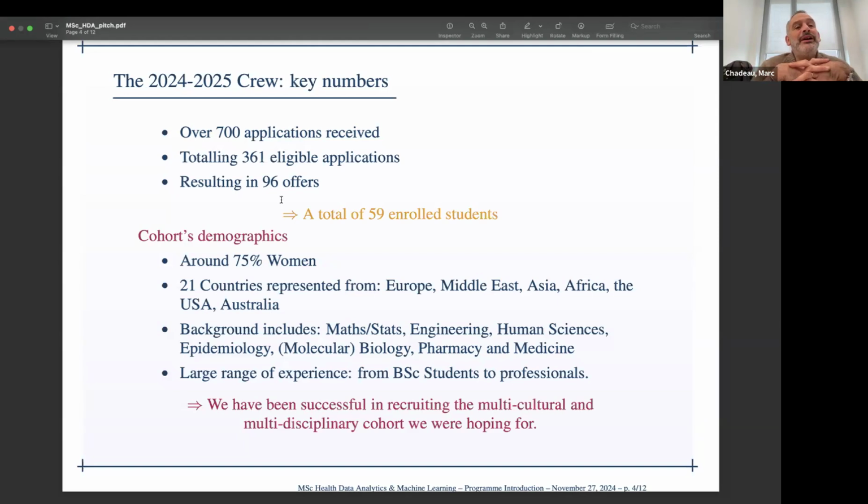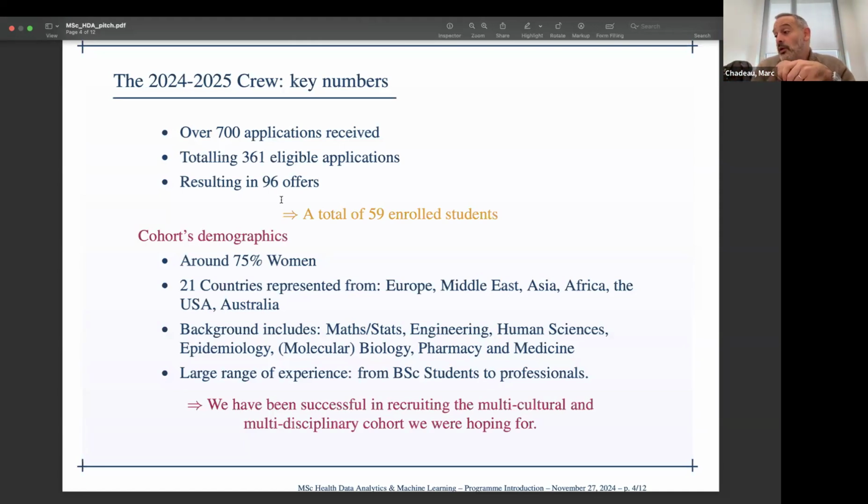In terms of background, we have, as expected and as wished, a large diversity. We have students with pure math background, statistical, theoretical stats. We have people from engineering. We have some students from human sciences, of course, epidemiology students, molecular biology, and then we have more clinical students in pharmacy, medicine. So we have that large range covered.